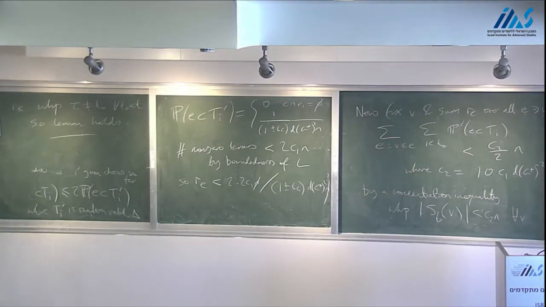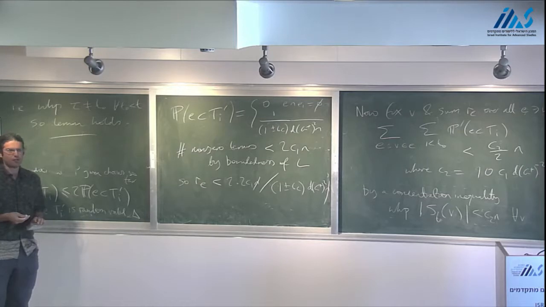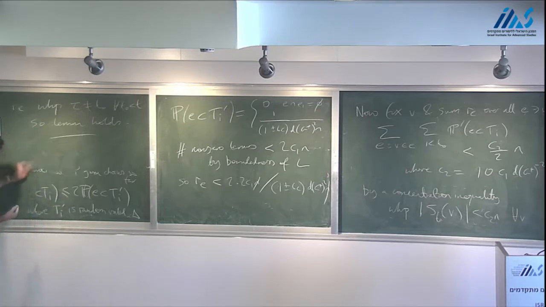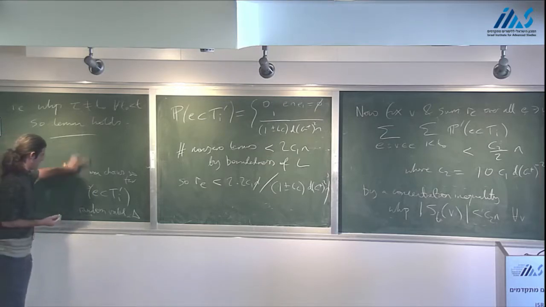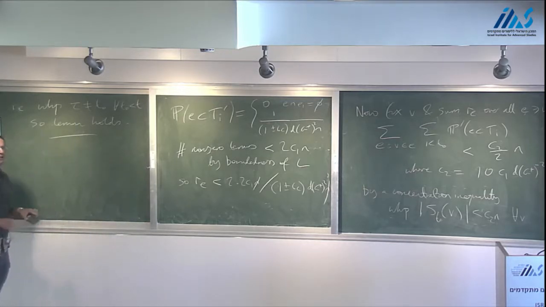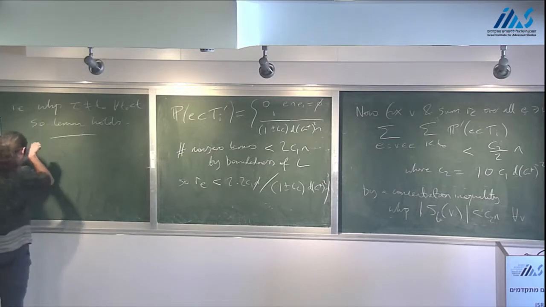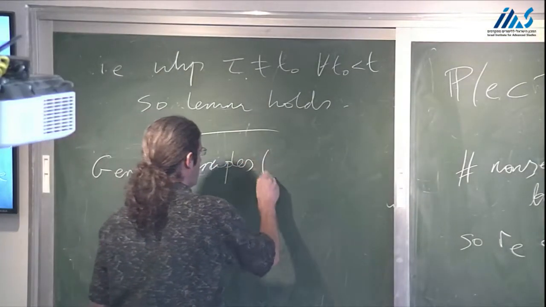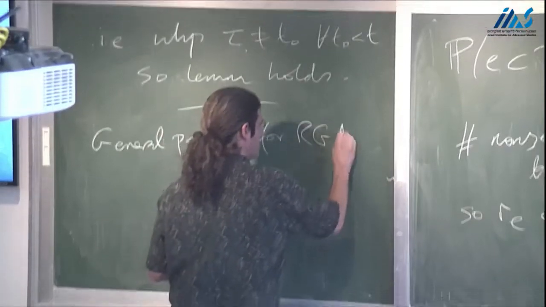Now I'm going to have a number of random greedy algorithms. I want to have a recap of the proof and see what the general principles are that we can generalize to other situations, because of future random greedy algorithms. So, general principles for the random greedy algorithm.